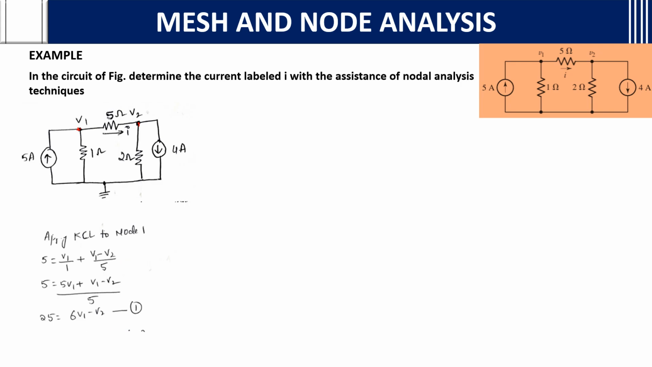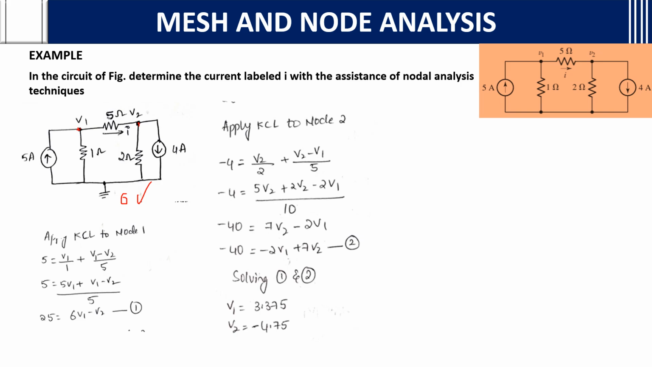KCL to node 2. What will you get? For KCL to node 2, this current source is going towards the node, then this is outside the node and this is outside the node. We are taking the opposite of the direction it is moving. So we need to take minus 4. Minus 4 equals V2 by 2 and (V2 minus V1) by 5. If you calculate, you will get minus 40 equals minus 2V1 plus 7V2.